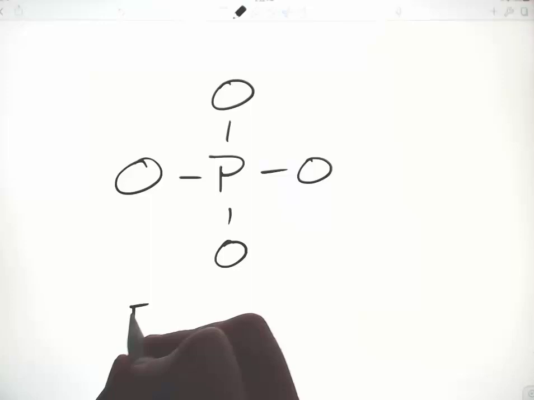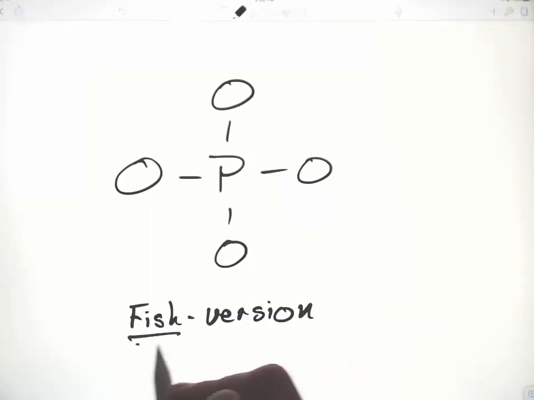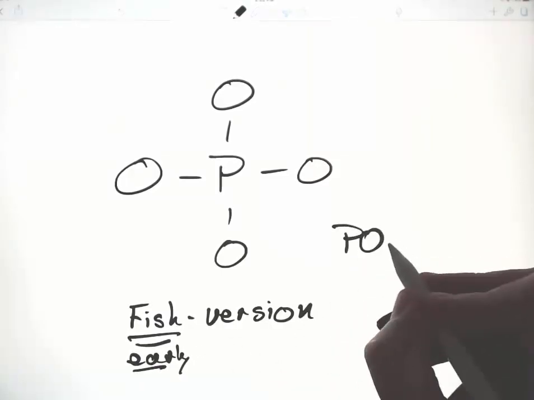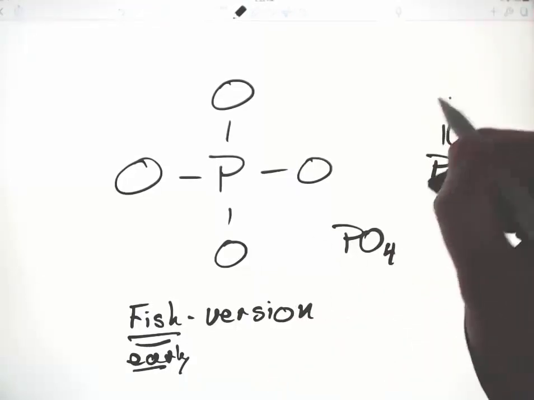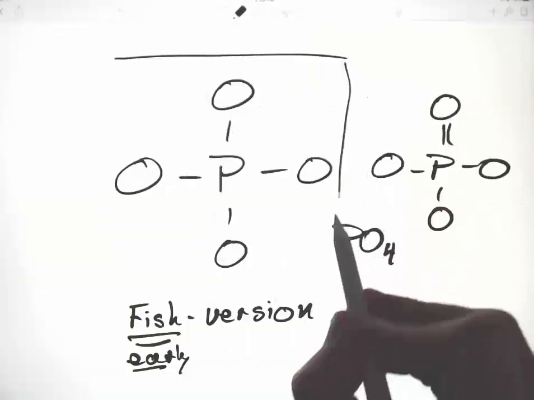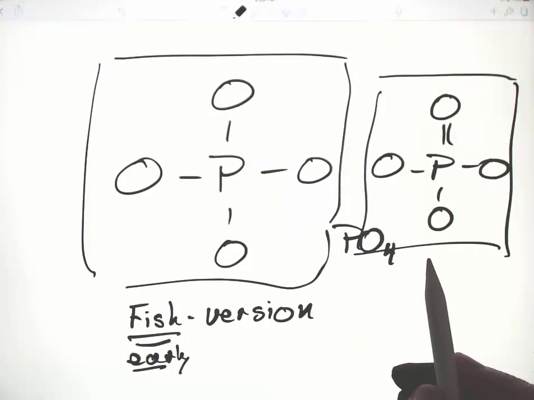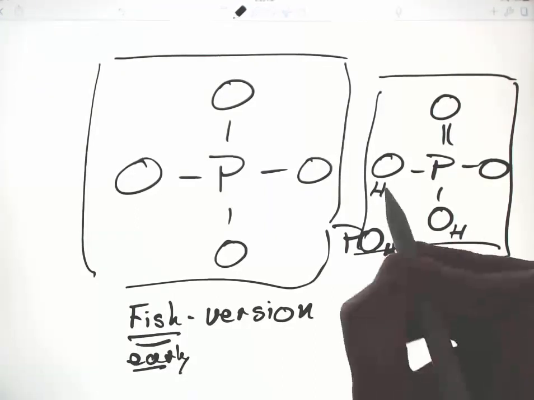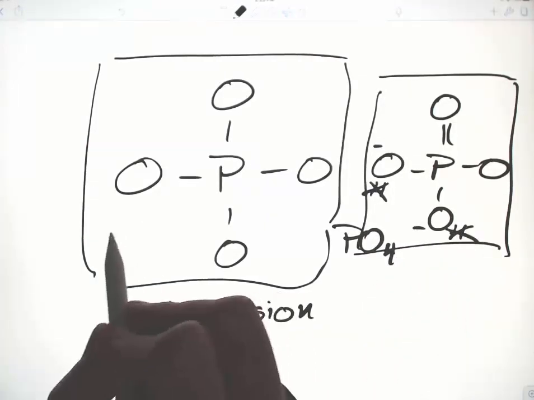This is what I call a fish version. In other words, an incomplete version, an early version of whatever it is you need to understand. This corresponds to PO4, phosphate. With practice, you might have a new version in which you show a double bond. This might be the version you practice first, and then later, with more practice, you add the double bond. With even more practice, you might even want to remember that there's a hydrogen, or there's no hydrogen there, and one or both of these oxygens are negative. The place to start is here.